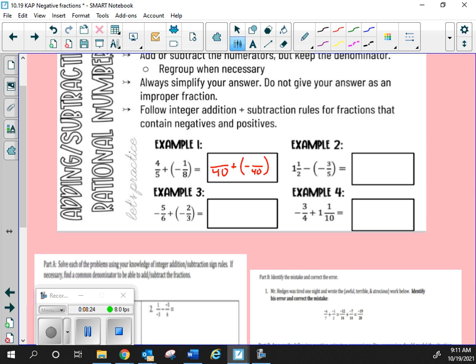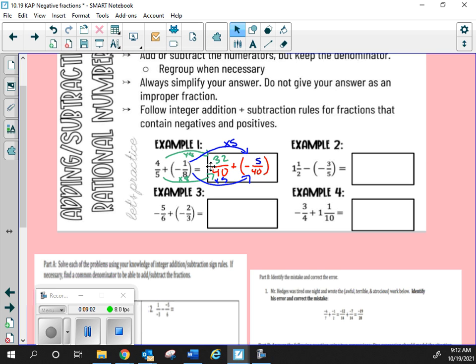Okay, I'm going to rewrite it first. I'm going to try and write as small as possible. Okay, to go from 5 to 40, I need to times it by 8. So whatever I do to the bottom, I do to the top. So times 8 gives me a numerator of 32. Okay, very good. From the 8 to the 40, I did times 5, whatever I do to the bottom, I do to the top. Times 5 would give me 5. Very good. So it's 32/40 plus negative 5/40.